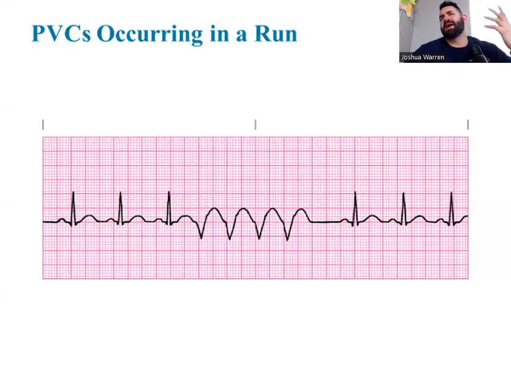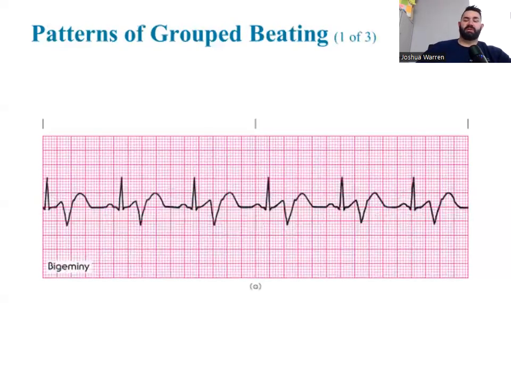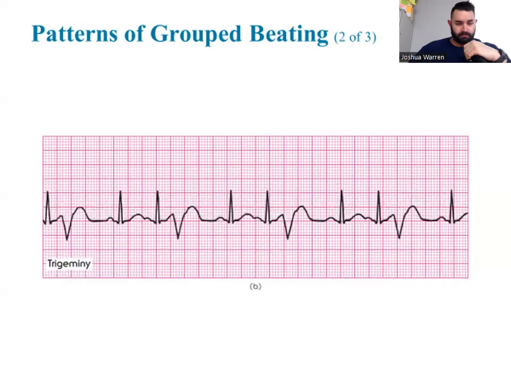Now, we do have patterns that exist, though, right? Earlier I told you that every other beat being a PAC was atrial bigeminy. What about every other beat being a PVC? That's ventricular bigeminy. So every other beat, I got a PVC. What about every third beat? That's ventricular trigeminy.